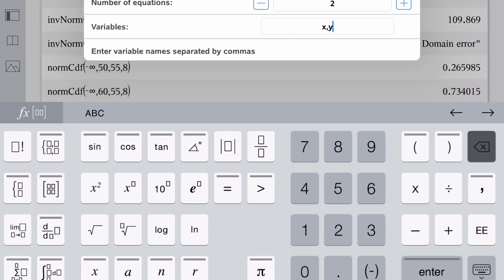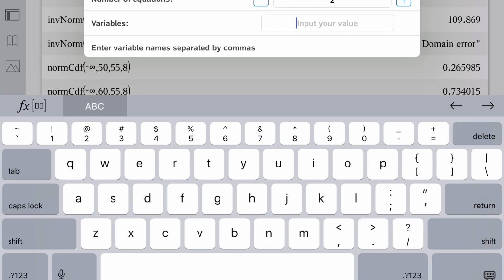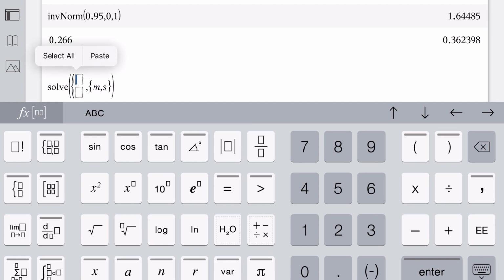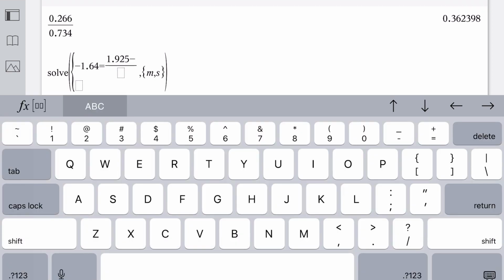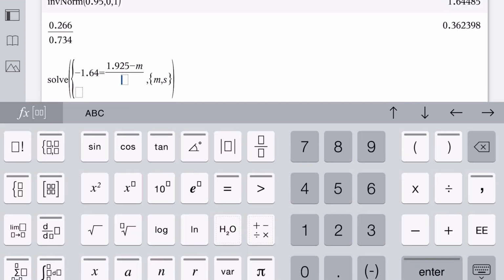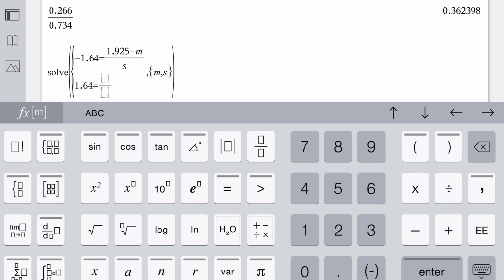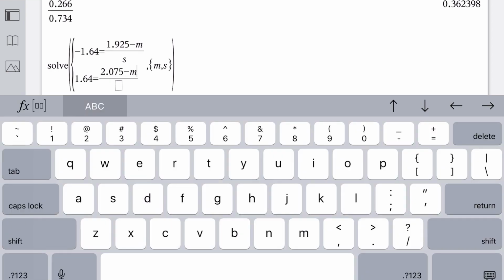So we'll do two equations. I'll use M for the mean and S for the standard deviation. All right, so our first equation was negative 1.64 is equal to the data value, 1.925 minus the mean, on the standard deviation. The next one we had was 1.64 equals the corresponding x value, 2.075 minus the mean, on the standard deviation.